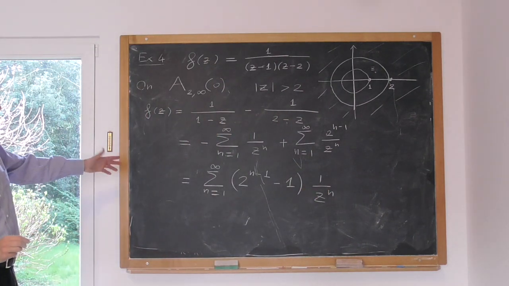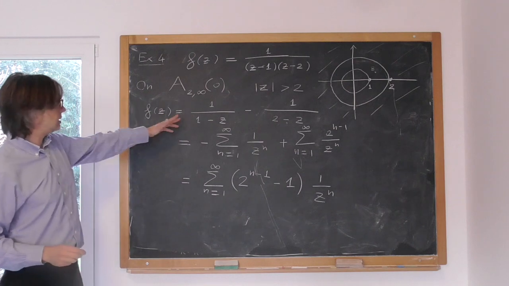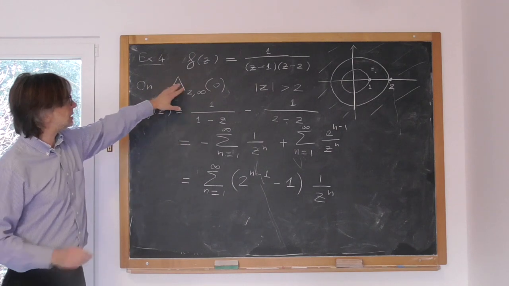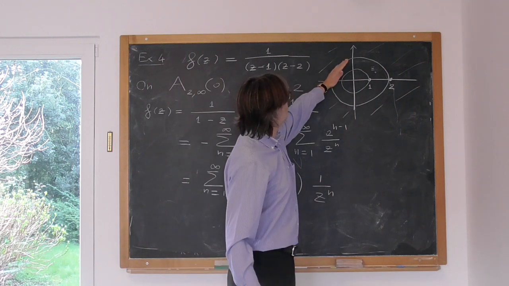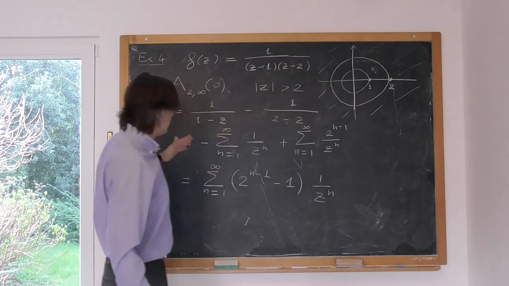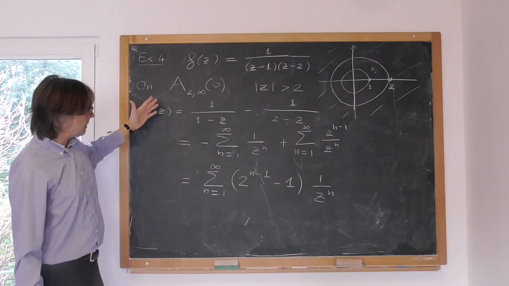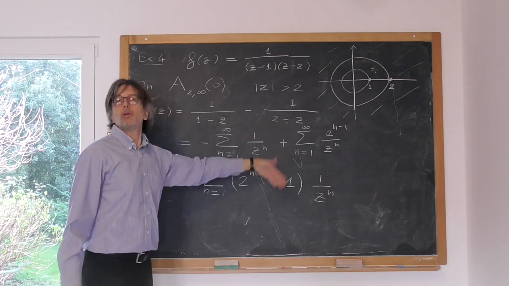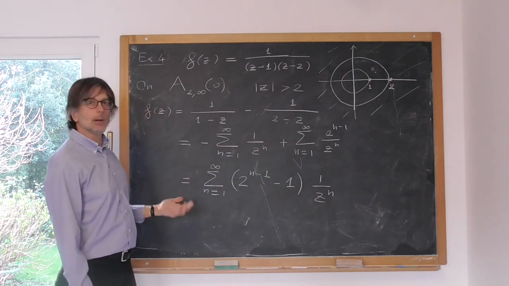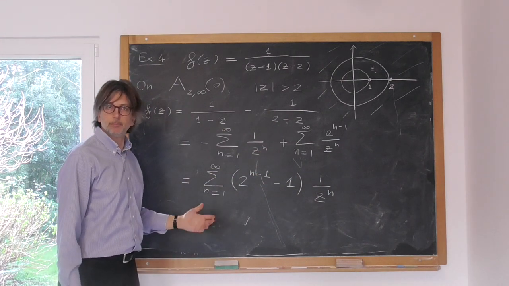Okay? So in this situation we found our Laurent series expansion on this infinite annulus, so everything with modulus bigger than 2, and this is the principal part, and the regular part is, as in example 3, 0.